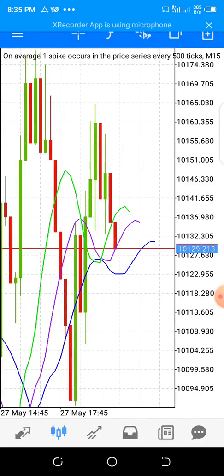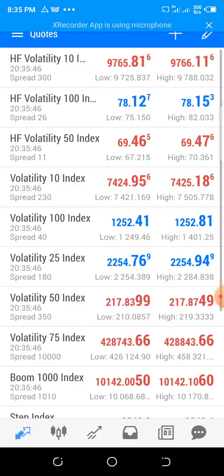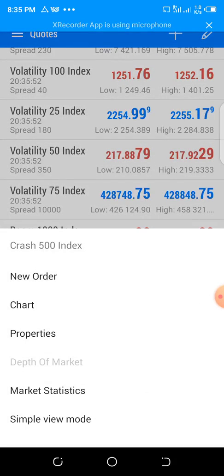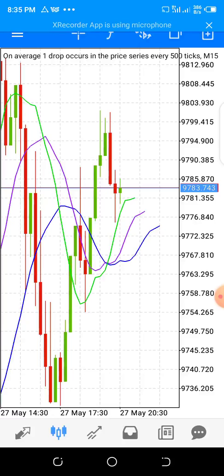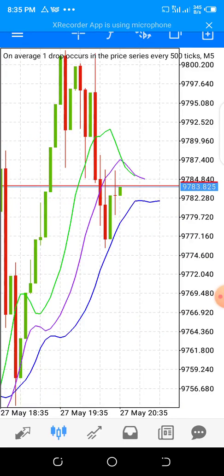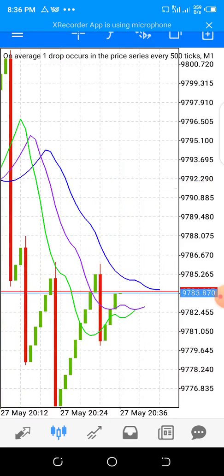You're still waiting for a confirmation. So in trading also you have to have patience. So let's go for Crash 500 and see something. The Crash 500 on the M15 is above. Let's check for M5. It is within. Let's check for M1. M1 also has not climbed up. So when M1 is above, we start to enter trade.